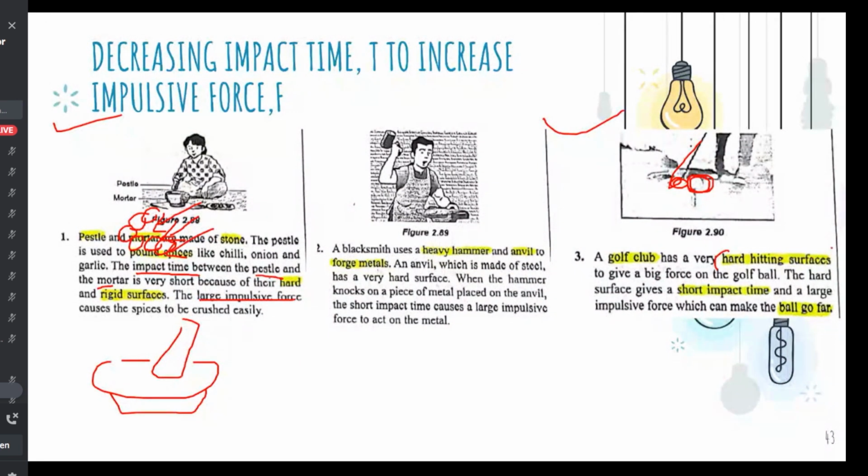So when you have a very hard hitting surface, when the golf club hits the golf ball, there will be a shorter impact time. When we have a shorter impact time, again, we will have a larger impulsive force acting on the golf ball. So basically, because there's a large impulsive force acting on the golf ball, the golf ball can actually travel further.